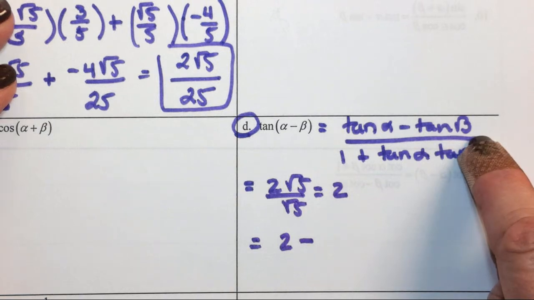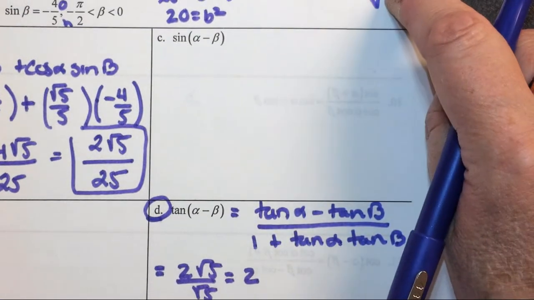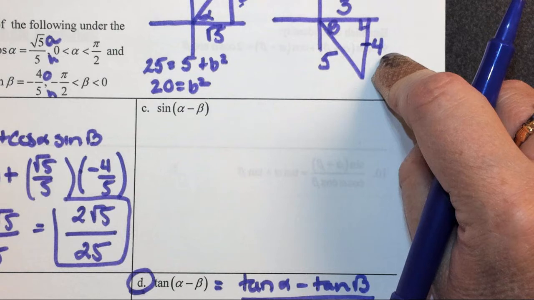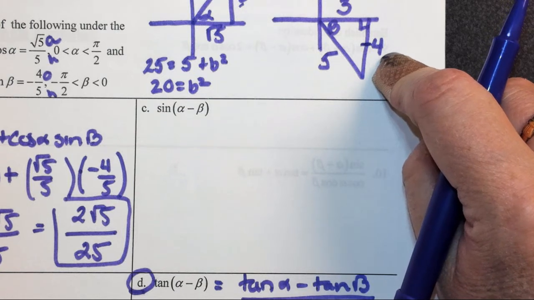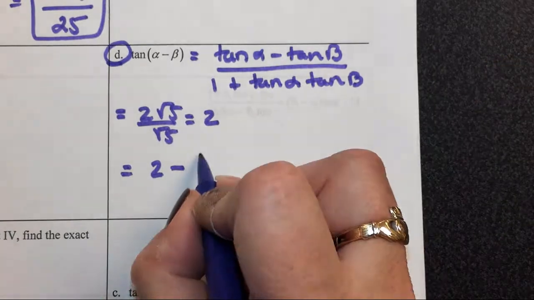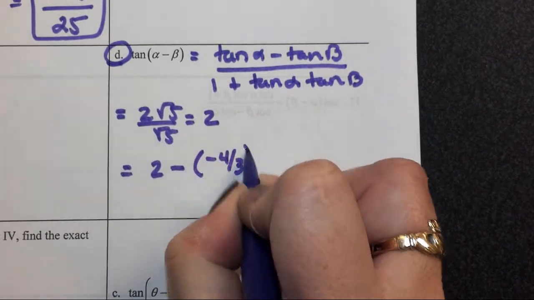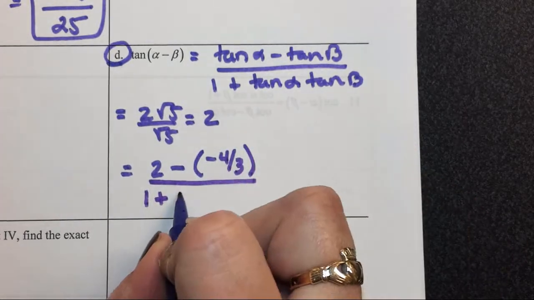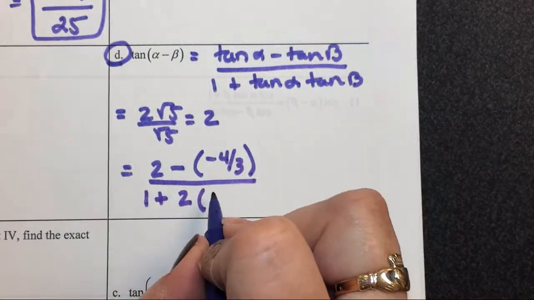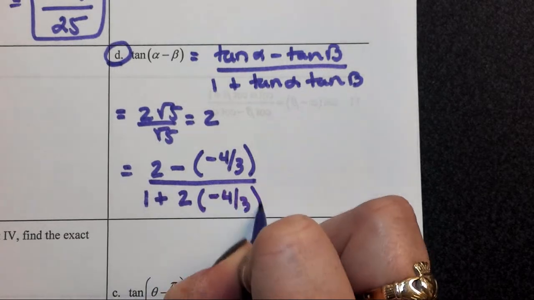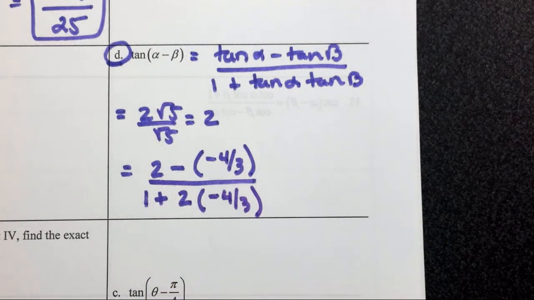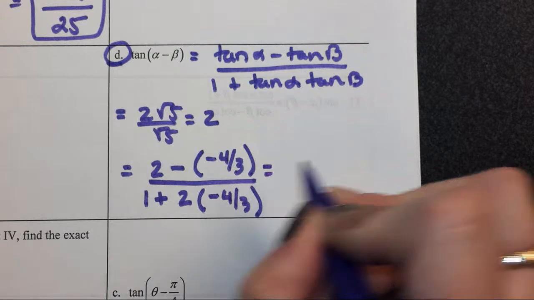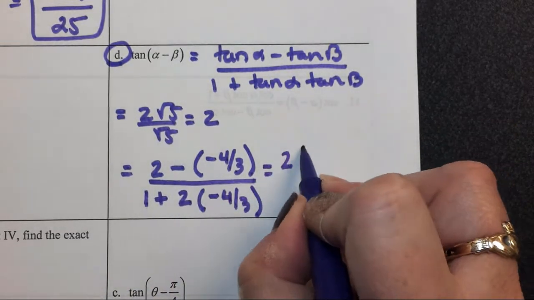Tangent beta. Go to your beta triangle. Opposite over adjacent. So what is the tangent of beta going to be? Watch your signs. Negative 4/3. All over 1 plus tangent of alpha we found to be 2 times tangent of beta, which is negative 4/3. Minus a negative in your numerator becomes a positive.